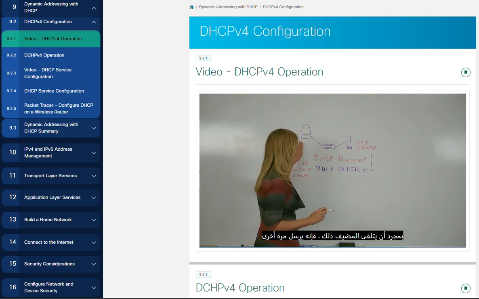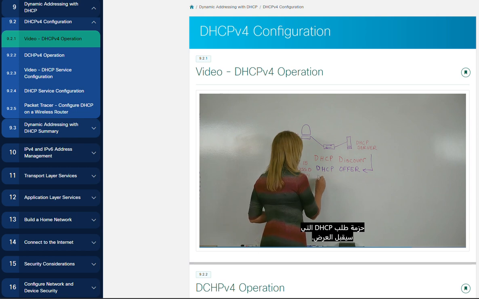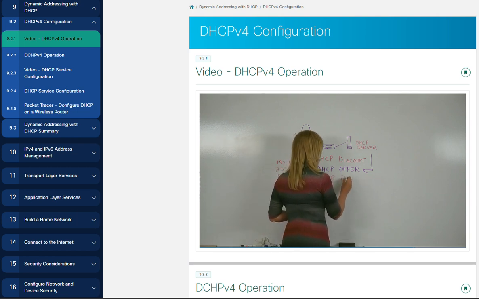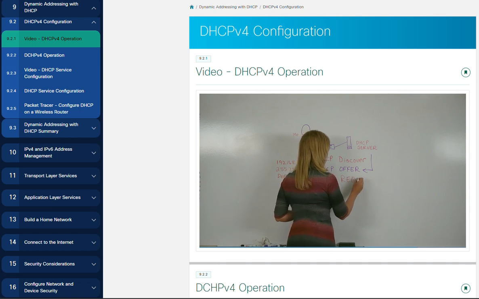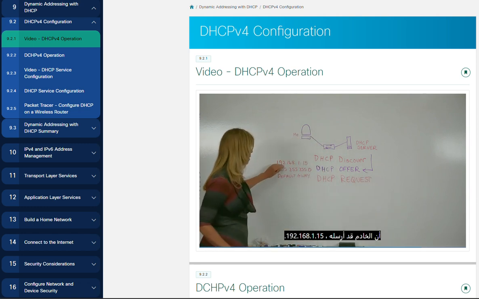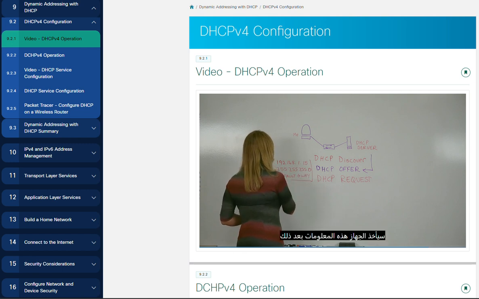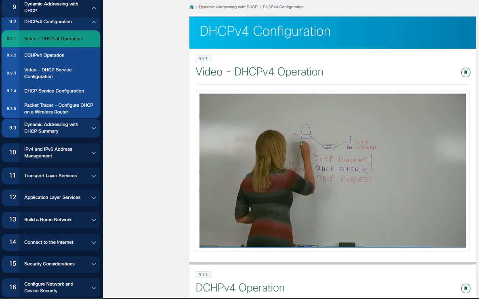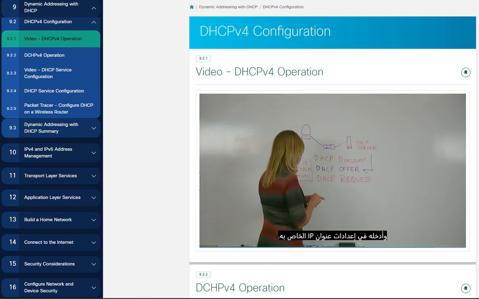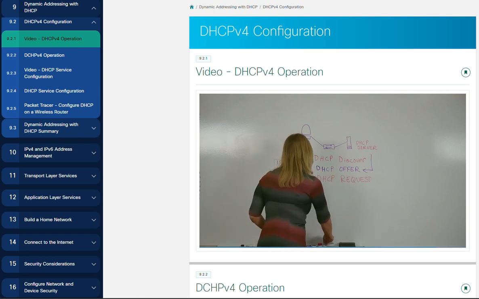Once the host receives that, it sends back a DHCP request packet that it will accept the offer. And it will request the IP address that the server had sent it, 192.168.1.15. The device will then take this information and enter it into its IP address settings.